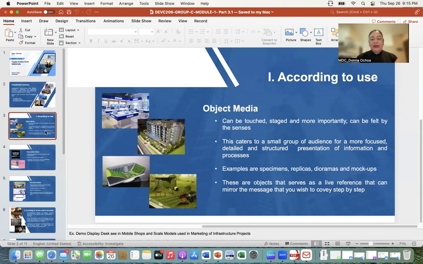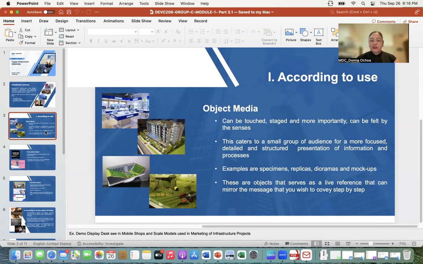Object media can be touched, staged, and more importantly, can be felt by the senses. This caters to a small group of audience for a more focused, detailed, and structured presentation of information and processes. Examples are specimens, replicas, dioramas, and mock-ups. These objects serve as a live reference that can mirror the message that you wish to convey step by step.